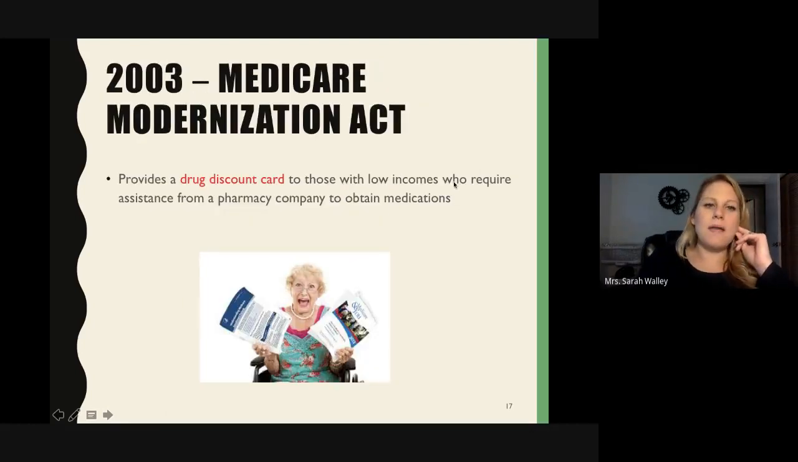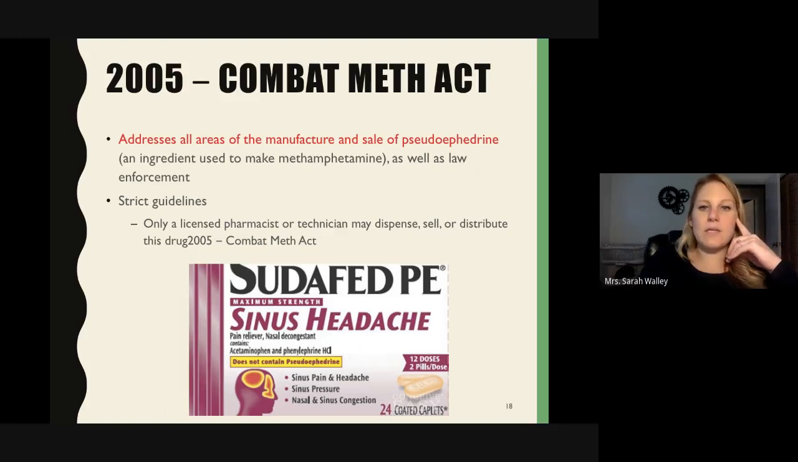Okay, 2003 Medicare Modernization Act provides a drug discount card to those with low income who require assistance from a pharmacy company to obtain medications. 2005 was the Combat Meth Act. This addresses all areas of manufacture and sale of pseudoephedrine. So remember I talked about pseudoephedrine kind of at the beginning of this. It's an ingredient that makes methamphetamine or meth. If you've ever heard of meth, it's a drug, a street drug.